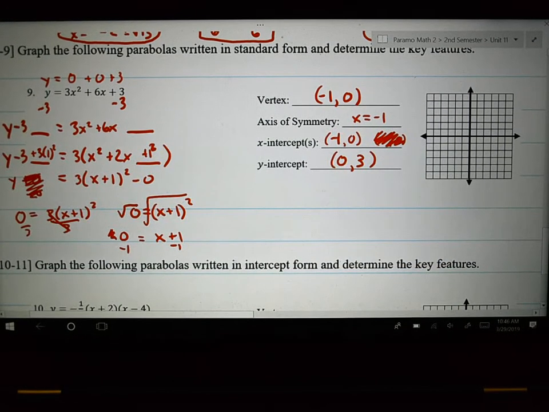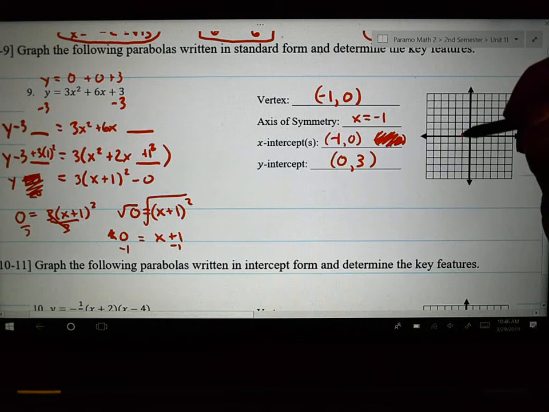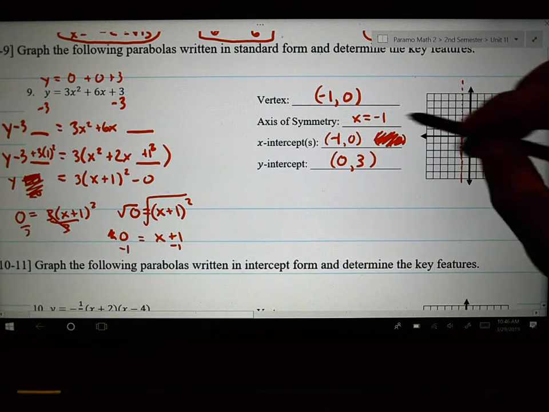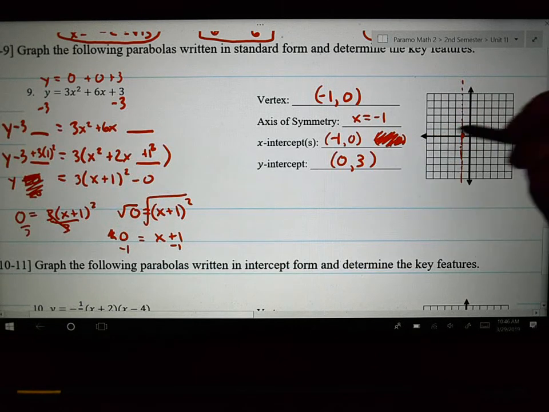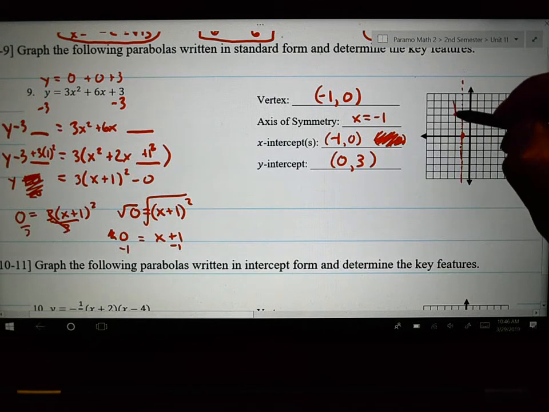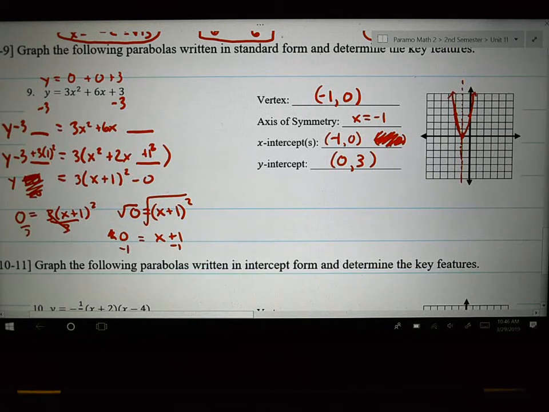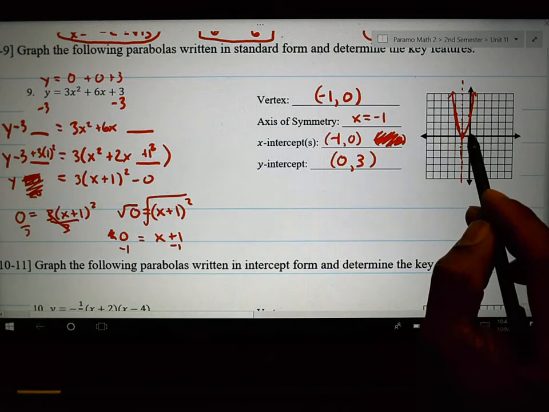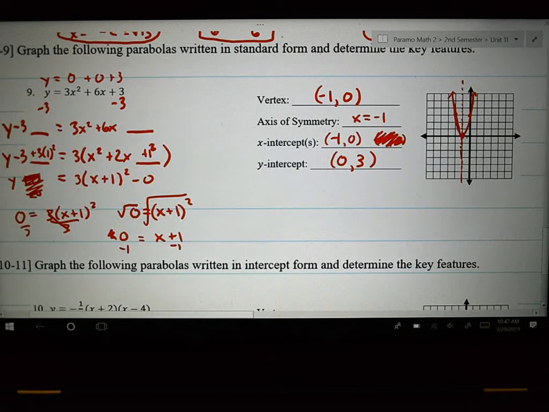Which means negative 1, 0. This is our vertex. It's also our axis of symmetry. Our x-intercept is at negative 1, 0. Our y-intercept is at 0, 3. So if you think about this parabola, opening upwards, there's your parabola. Which makes sense if you remember that the 3 makes it more narrow than what we used to have, than the normal graph.